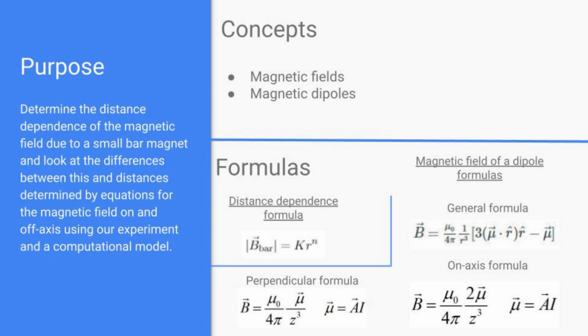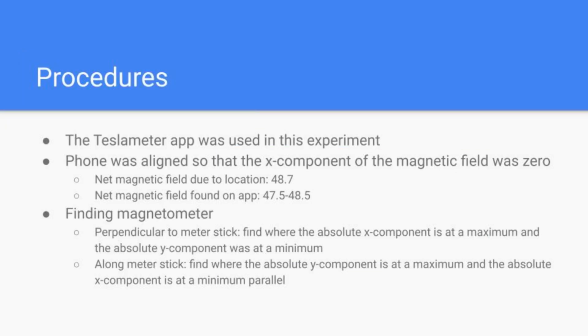The formulas that are used in this lab are the distance dependence formula and formulas for a magnetic field of a dipole, including the general formula, on-axis formula, and perpendicular formula, which all solve for the magnetic field. Now on to the procedures.